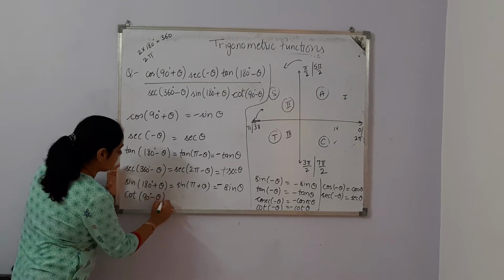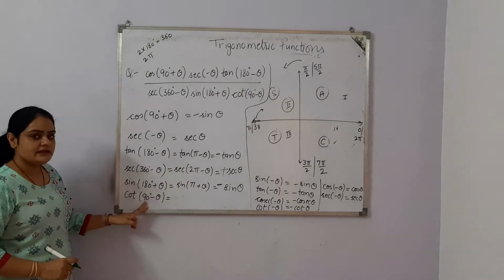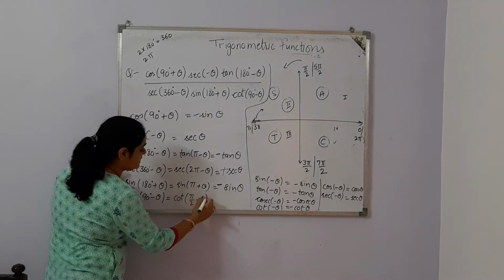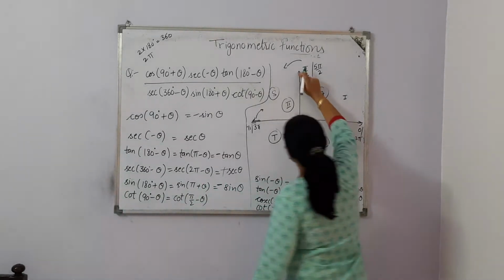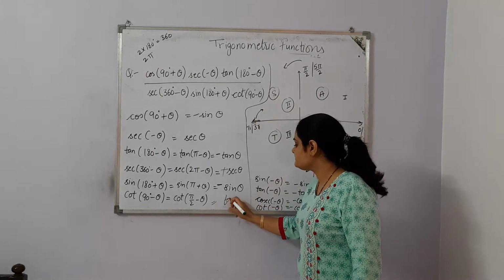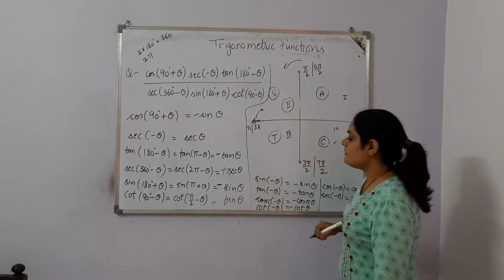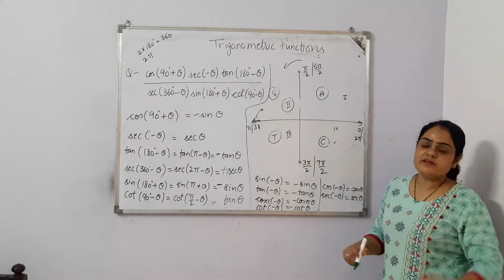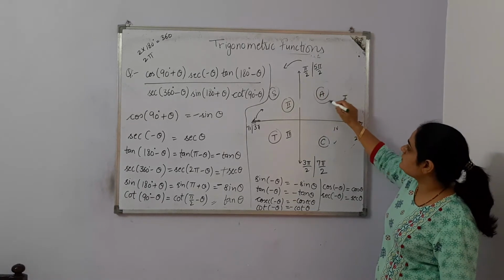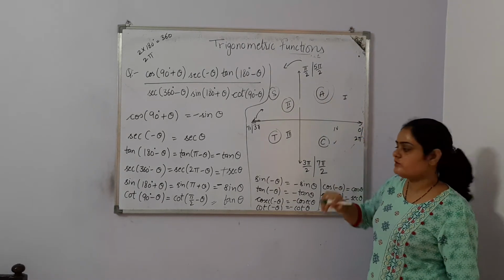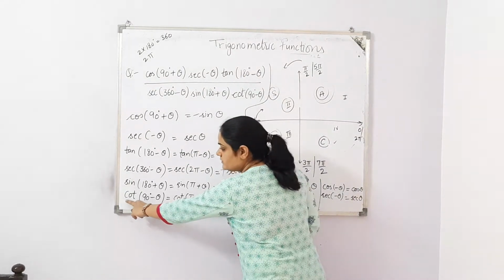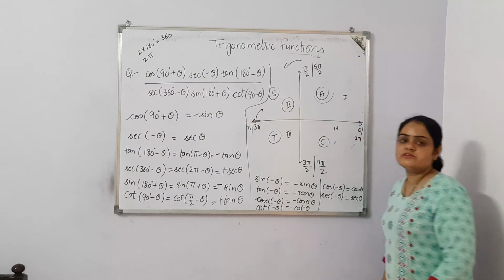Cot of 90 degrees minus theta. Of course, 90 means pi by 2. Cot of 90 minus theta. Where is 90? Pi by 2 is on the vertical line. On the vertical line, cot will change into tan. Pi by 2 minus means clockwise direction. It is pi by 2, clockwise direction. Clockwise direction gives the first quadrant, and in the first quadrant A means all are positive. So tan will be positive, because cot will remain positive. So we'll write positive sign with tan.